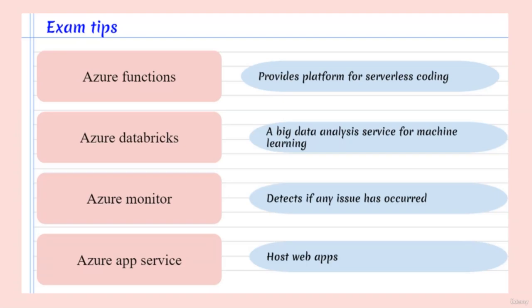So these are a few exam tips which will allow you to understand what each of them is about. Azure Functions provides a platform for serverless coding. So if in the exam it is asked that your enterprise reaches out to you to create an application using serverless coding, the answer will be Azure Functions. The second thing is we have a big data analysis service for machine learning. For the same, we use Azure Databricks.